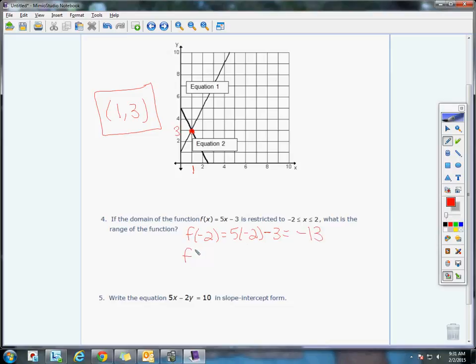And then we have to plug in the +2 for x. So we have 5 times the +2 minus 3. 5 times 2 is 10, 10 minus 3 is 7. So we're going to plug in our answers for what we plugged in here and here. So when we plugged in -2, we got -13. We have less than or equal to. Okay, that was our domain. Well, we just found range, so instead of x, we're going to use y. And then we have a less than or equal to sign, and when we plugged in 2, we got a +7. So that will be your answer.